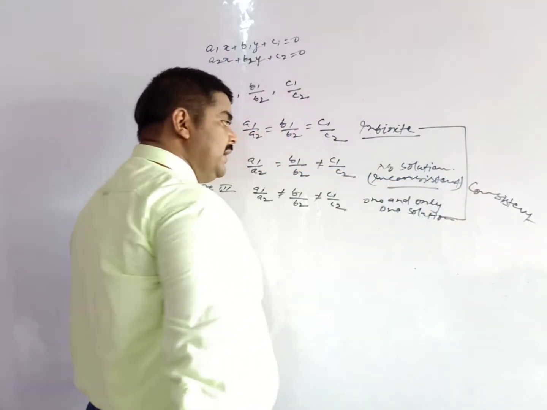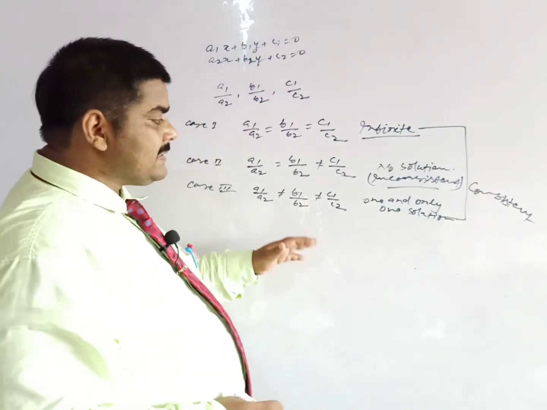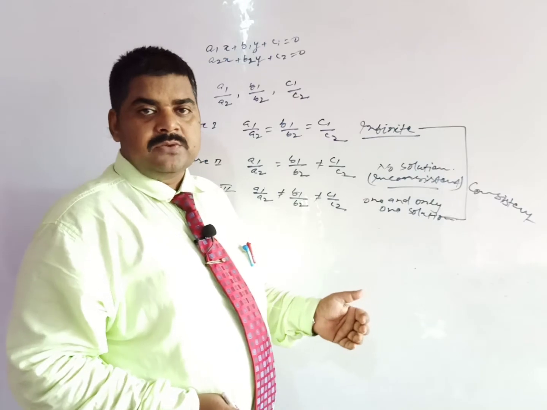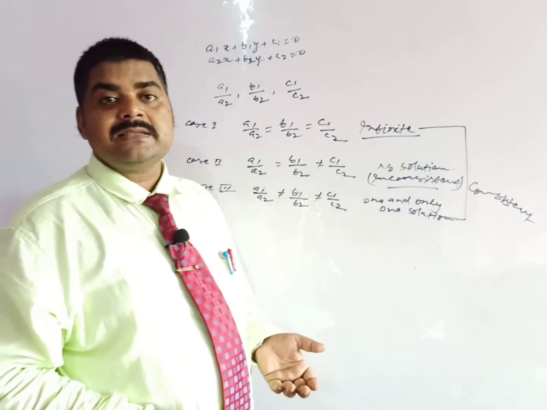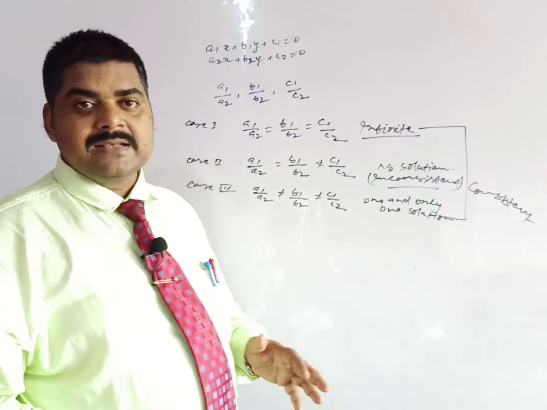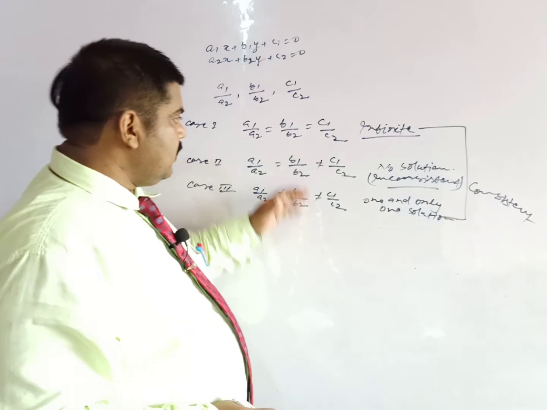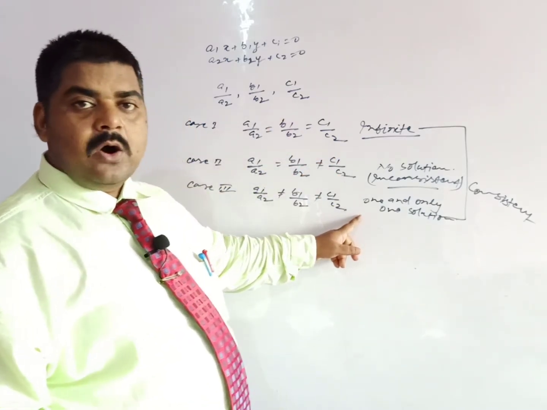Inconsistent means which does not have any solution. So with at least one solution or more than one solution, it is studied under consistent, and all the consistent systems are also studied under homogeneous system of equations. So this is infinite number of solutions, no solution, and one and only one solution.